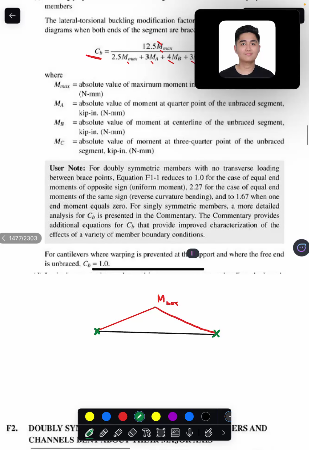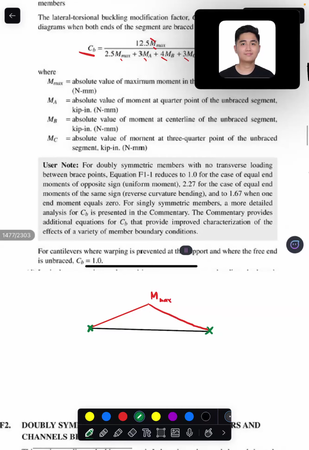what we would consider is meron kang MA. MA is 1/4 the distance ng unbraced length. So ito, this will give you MA. MB is 1/2 the distance. So kung ano man yung bending moment doon. MC is 3/4 the distance. Tapos on top of that, meron kang M max right there.